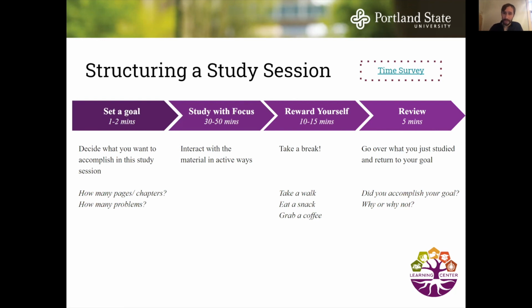And so after this, the last step is just reviewing. This is similar to that assessment step of the study cycle, where you look back over and you can know whether you met your goal or you didn't. You could set a new goal for the next study session. You just take a minute to think about how things are going.